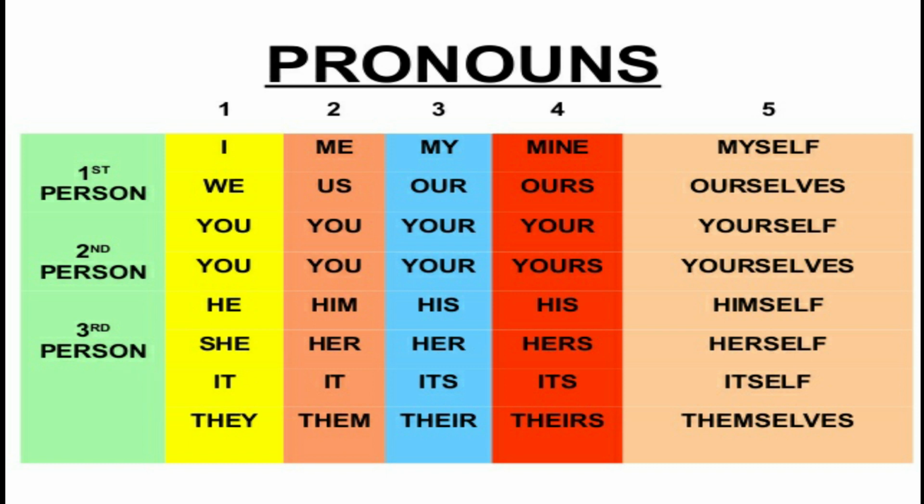Okay friends, so these three are personal pronouns. First person means speaker, I and we. Second person means listener who is present right in front of us, you and you. Third person means they are also listeners but they are not present, they are far away, he, she, it, they. Okay, now you have understood these words.